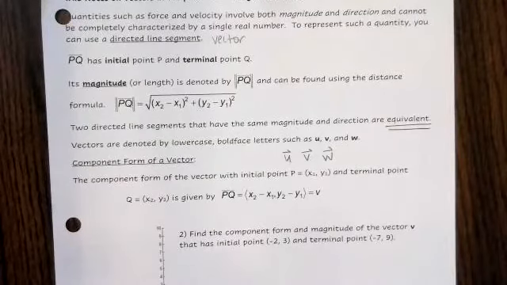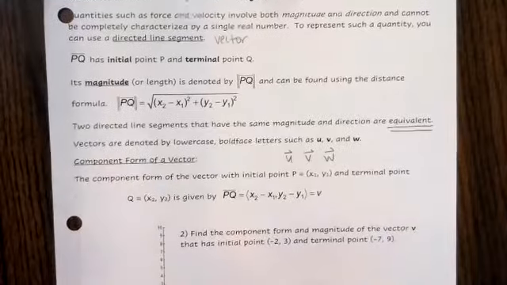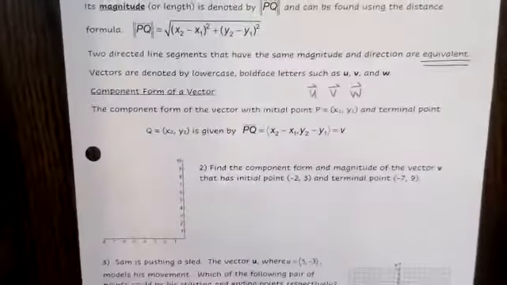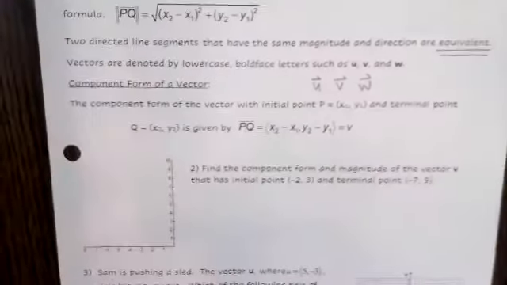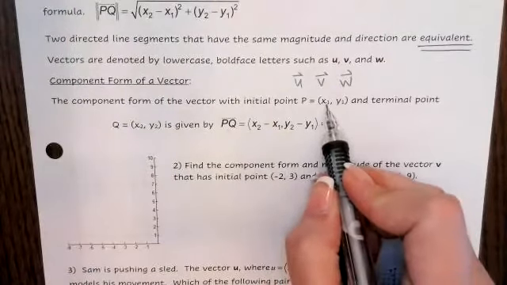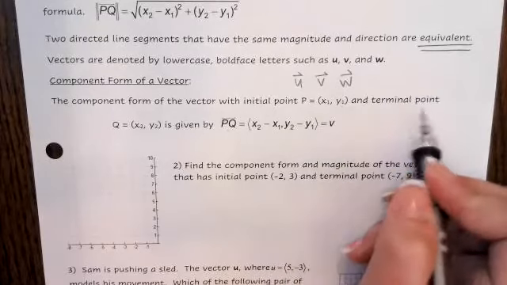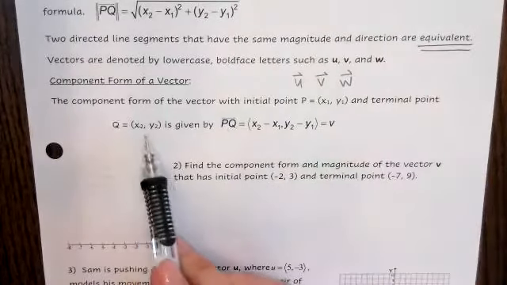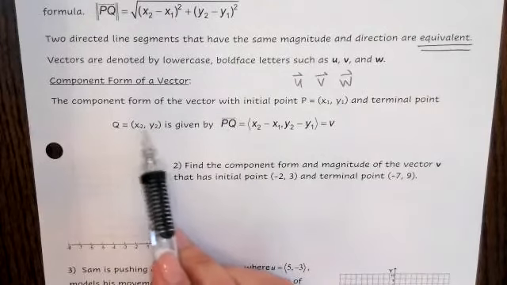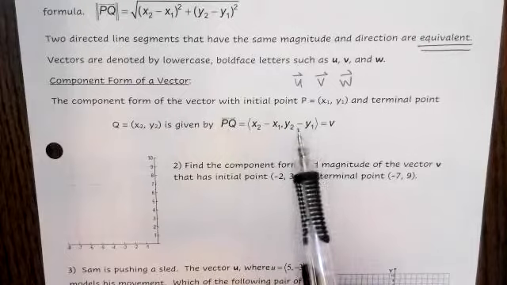For the component form of a vector, with an initial point of P as x1 and y1. That's just an ordered pair. Remember, ordered pairs are x comma y. So this is telling us x1 and y1. And the terminal point or ending point is Q, and it has x2 and y2. Again, that's just the ordered pair where it's ending at. It's going to be represented like this.